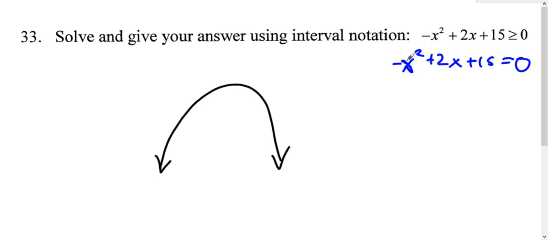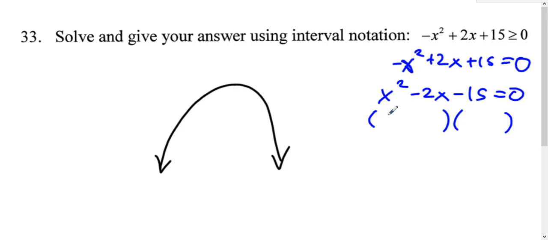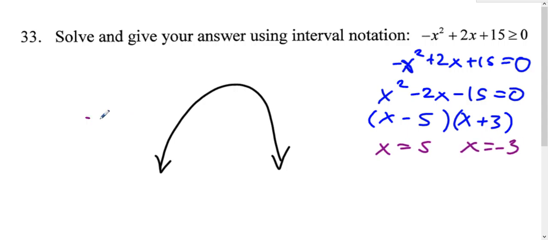If it's a calculator question, you just type it in and do gsolve root. And then to solve this, I would change that to positive x squared, so change all the signs. Then it's factorable. Negative 5 times positive 3 would be negative 15, and negative 5 plus 3 is negative 2. So we have x equals 5 and x equals negative 3, which means when it crosses the x-axis, this is negative 3, and this is positive 5. That's all we need to know.